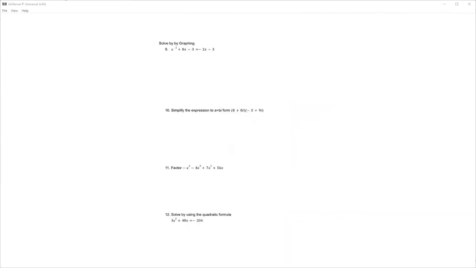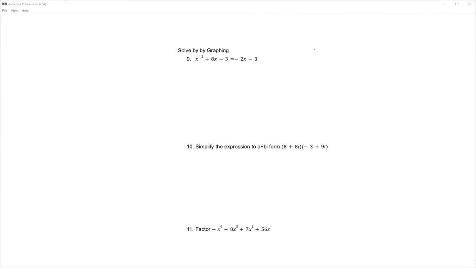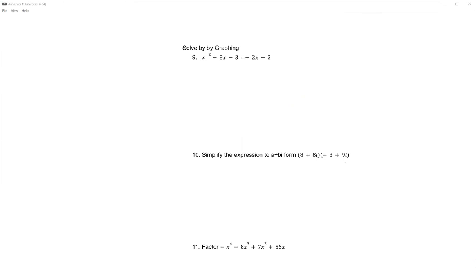Solve by graphing. All right. Again, remember how to graph. You would have to put this in standard form. Add the 2x to the 8x. And add the 3 to the 3. This becomes x squared plus 10x is equal to 0. Remember, when you graph, you have to get the negative b over 2a, you need to get the vertex.